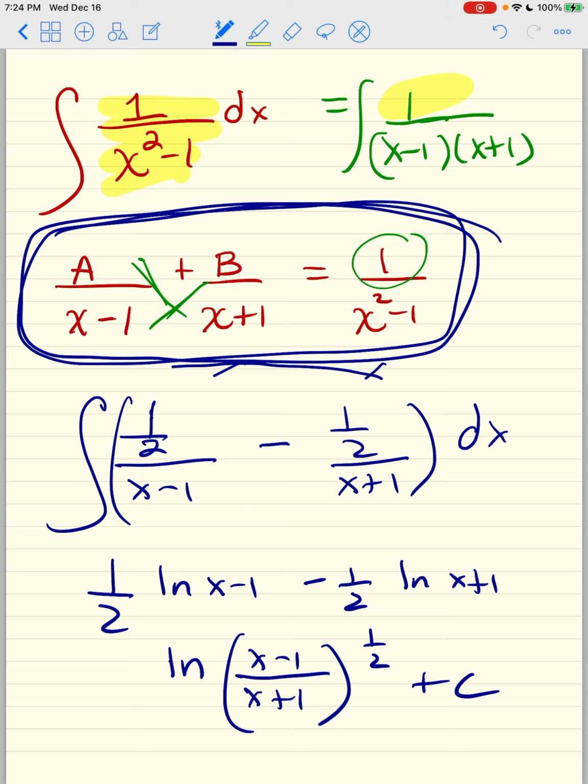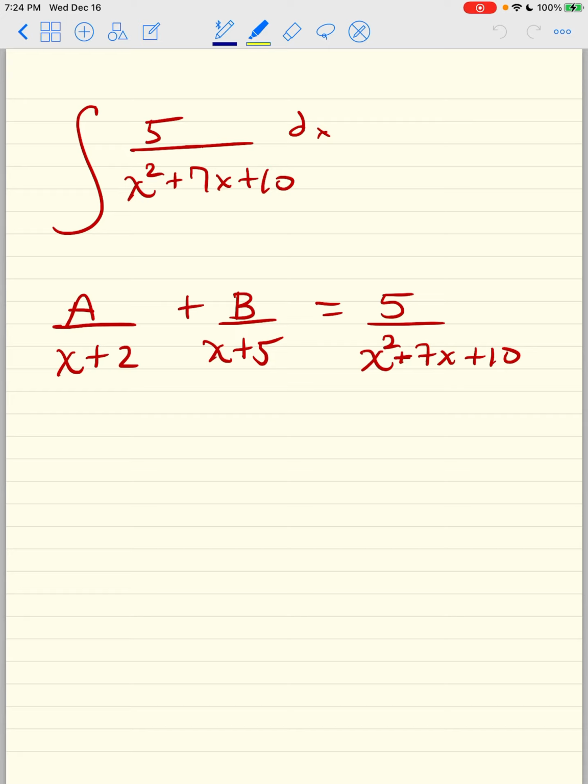Why? Because you could pull out the half if you wanted to, rewrite x minus 1, remember our properties? The natural log of x minus 1 minus the natural log of x plus 1 ends up becoming a division. And then the half from the front ends up becoming the exponent. So you want to look out for those. Let's try another example.